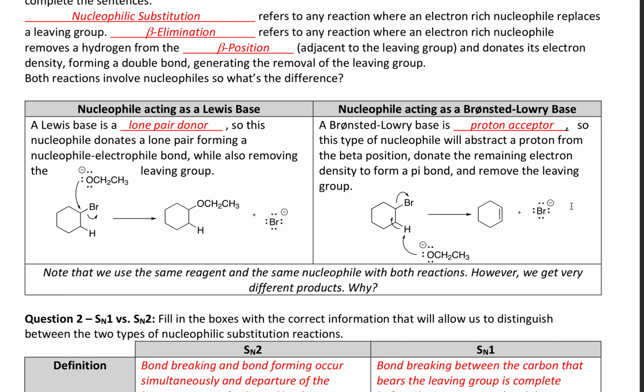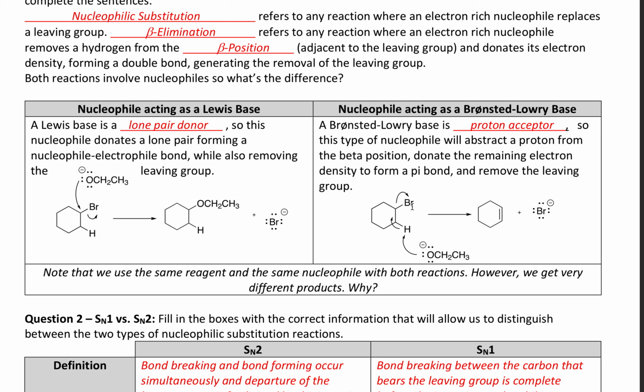So I want you guys to notice something really important. Note that we use the same reagent and the same nucleophile with both reactions, however we get very different products. So look, over here we have this nucleophile and we also have this nucleophile on the right. Likewise, we have this same reagent on the left and this same reagent on the right, but we clearly get two different products. Okay, so that's this whole concept of this entire chapter. We have these reagents and these nucleophiles, and they all might look similar, but based on the conditions that we are in, we can promote different types of products or different types of reactions to follow. Okay, so the difference between a nucleophilic substitution reaction and a beta elimination reaction should now be clear.